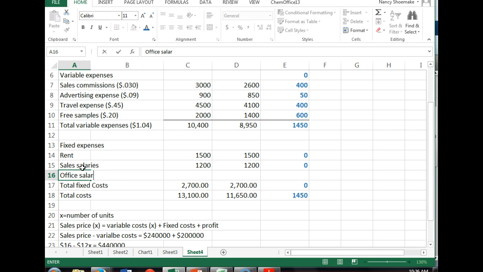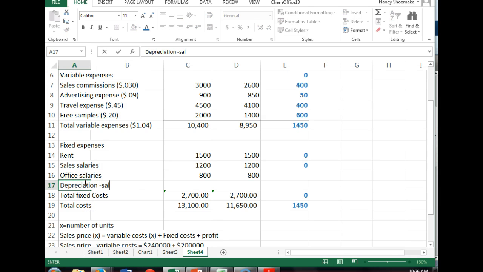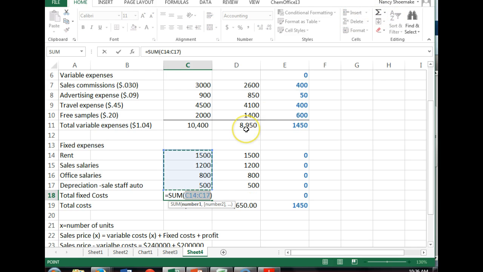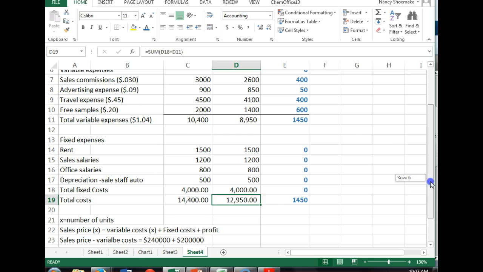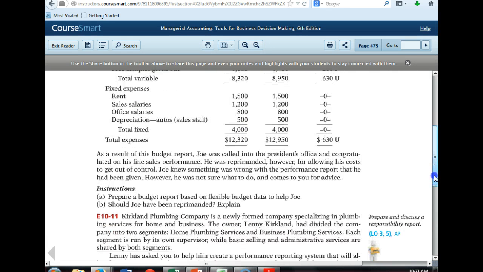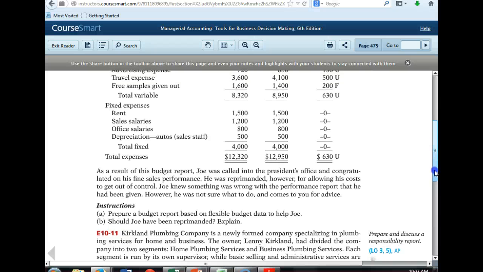The next we have what? Office salaries of 800. And then we have some depreciation, sales staff autos. So our total fixed expenses here, got it? And our total cost comes up to 14,400, but our actual costs are 12,950. So we've got that variable favorable overhead. Now guys, it asks us, should Joe have been reprimanded? No. Do you guys understand, because the actual activity increased, he really was under budgeted on all those items?